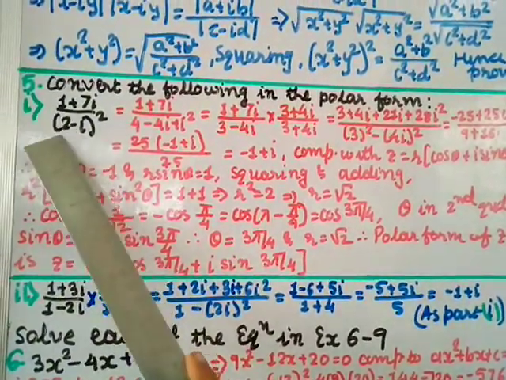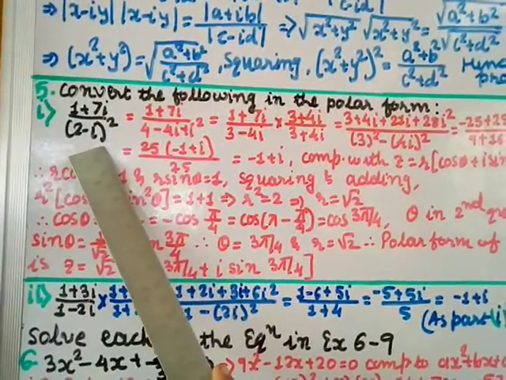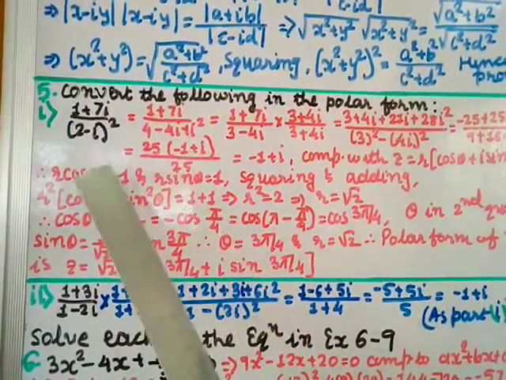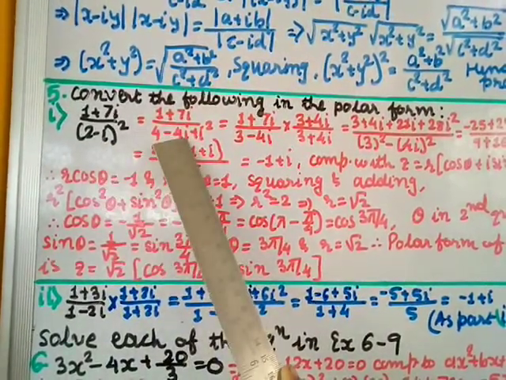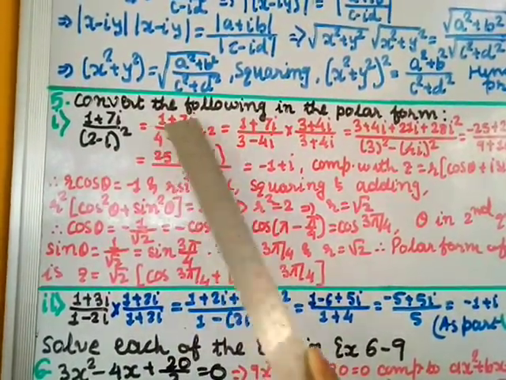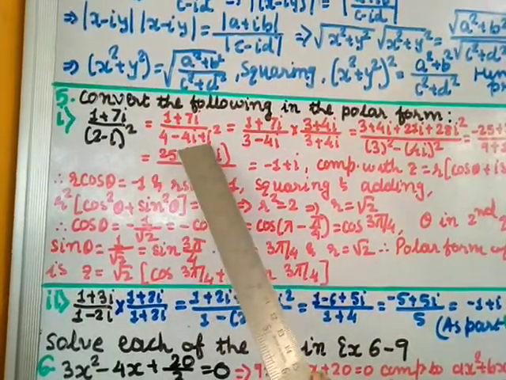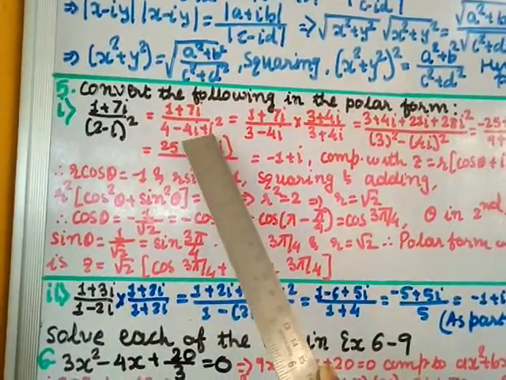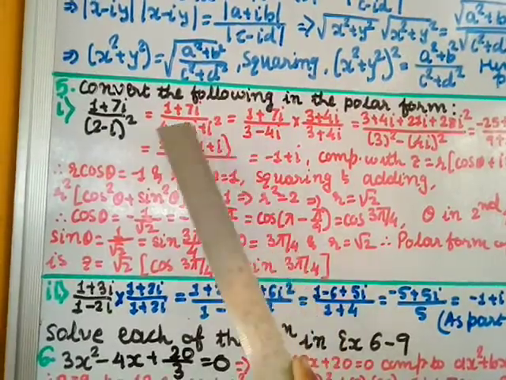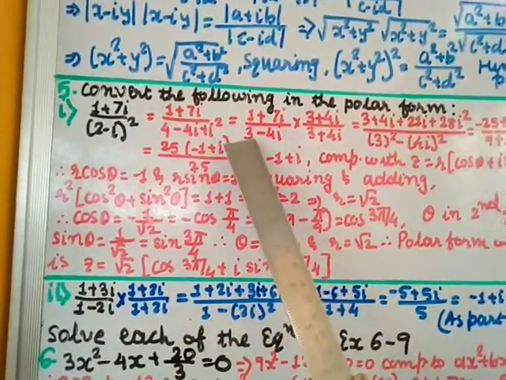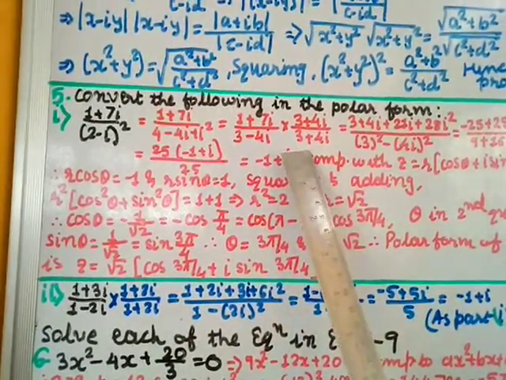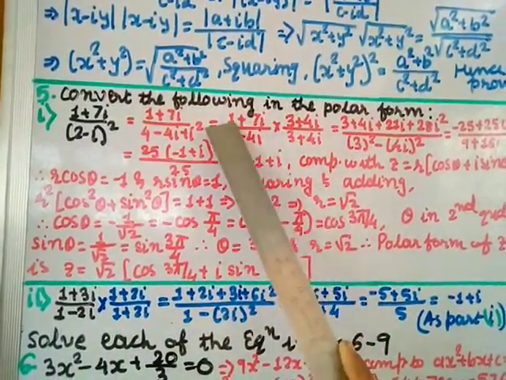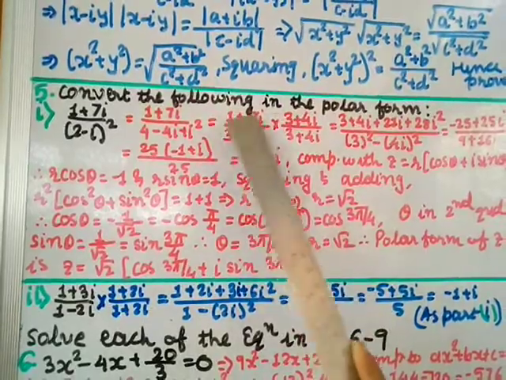First, let us expand this using (a minus b) whole square. So you get here 1 plus 7i as it is, and 2 square is 4, minus 2 into i, that is 4i, plus i square, equal to 1 plus 7i as it is. This i square is minus 1, right? So minus 1 plus 4 gives you 3 minus 4i. Now rationalize by multiplying and dividing by the conjugate of this. The conjugate of this is 3 plus 4i. Multiply and divide.